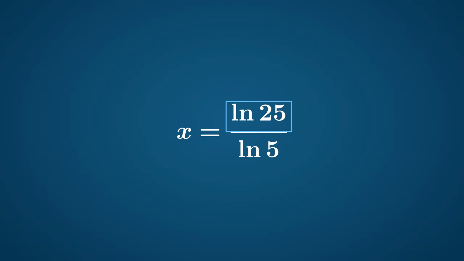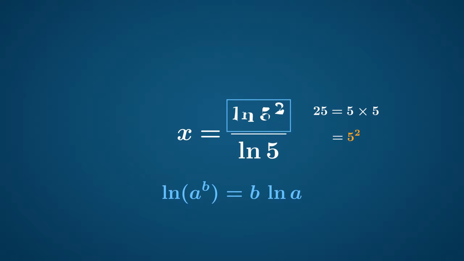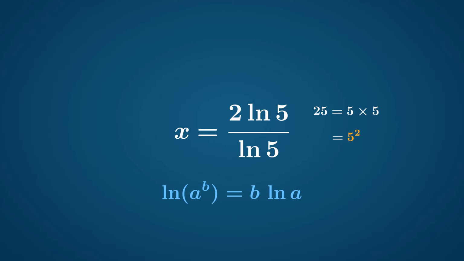Let us look closely at the numerator of the fraction. The numerator is the natural logarithm of 25. We recognize the number 25 is a perfect square. 25 is exactly equal to 5 multiplied by 5. We can rewrite 25 as 5 to the second power. Now we substitute this back into the numerator. The top becomes the natural log of 5 squared. We can apply the power rule of logarithms once again. The exponent of 2 can be moved to the very front. The numerator becomes 2 times the natural log of 5.